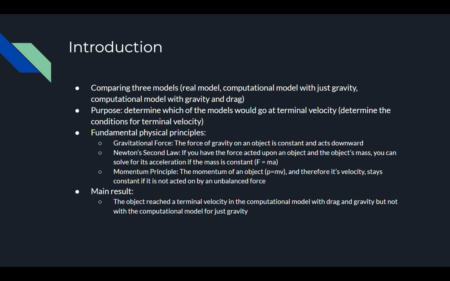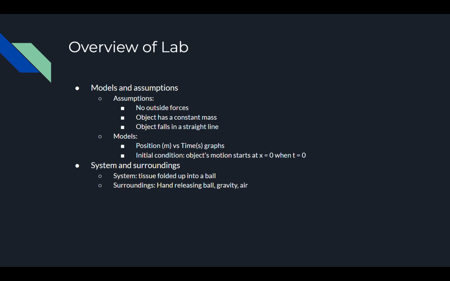A brief preview of the main result was that the object reached a terminal velocity in the computational model with both drag and gravity, but not with the computational model for just gravity. So some assumptions I had were that there would be no outside forces, the object would have a constant mass, and if I did it correctly, the object would fall in a straight line.